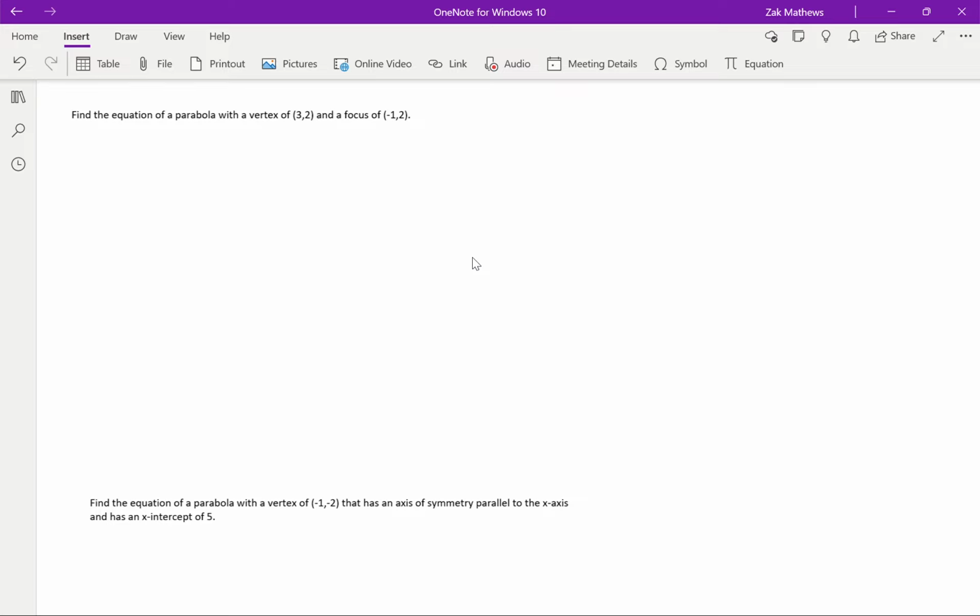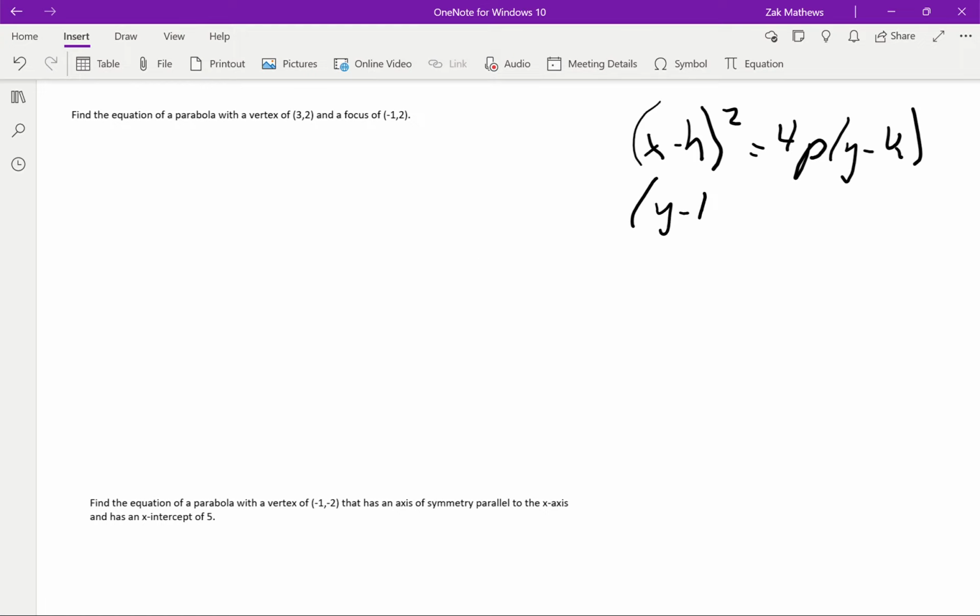In this video, we're going to look at finding equations of parabolas with given information. We are going to continue using the two standard forms of a parabola to do this. Just to recall what they are, writing them off to the side here, we have (x minus h) squared equals 4p(y minus k), and (y minus k) squared equals 4p(x minus h). With these two forms, we can find the equation of a parabola given enough information.